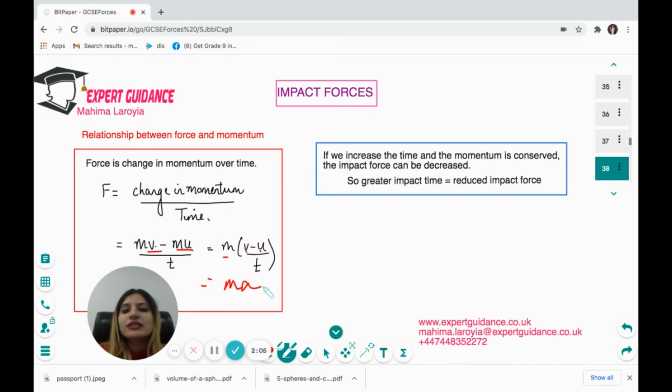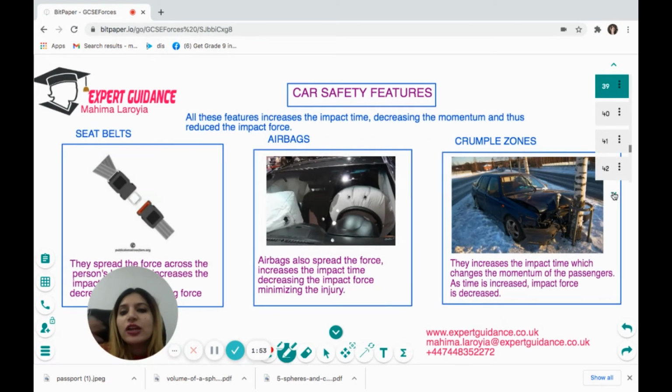Now, if we increase the time and the momentum is conserved, the impact force can be decreased. So a greater impact time means a reduced impact force. This can be used in a lot of safety features. In car safety features, we have the seat belts, airbags, and crumple zones. All these features increase the impact time, so that decreases the rate of change of momentum and thus reduces the impact forces.